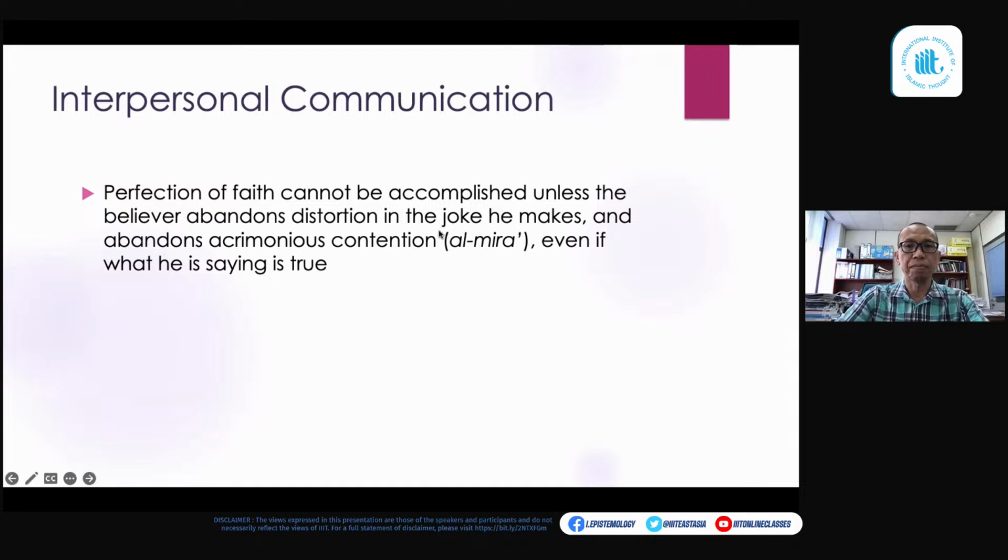And of course, this is a quotation from some source, I can't remember exactly which. Sorry. Perfection of faith cannot be accomplished unless the believer abandons distortions in the joke. This has to do with excessive joking just now. And of course, abandons acrimonious contentions, even if what he is saying is true.